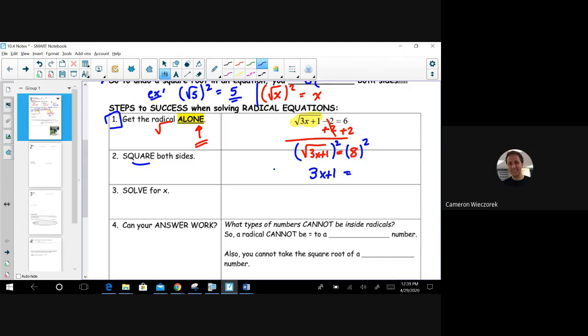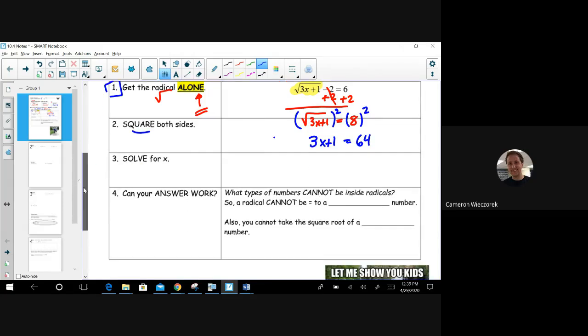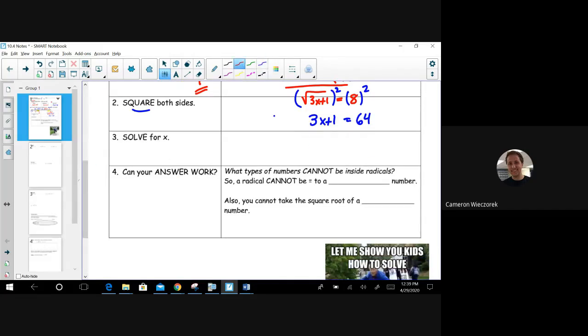So all I have left on the left side is 3x plus 1. And on the right side, it's not 8 anymore, it's 8 squared. So you got to make sure that you write 64 there. You got to square the 8. And look at that. Now it's just a normal 2-step equation that we solve using tricks from first semester. SADMEP to save the day. Subtract 1 from both sides, get 3x equals 63. And then I'm going to divide both sides by 3. So I get x equals 21.